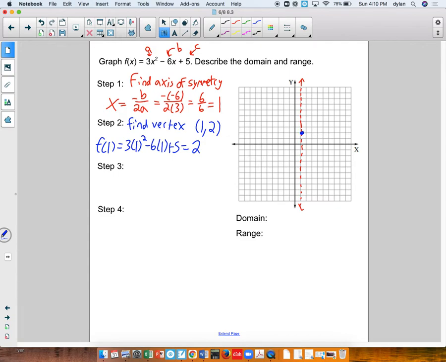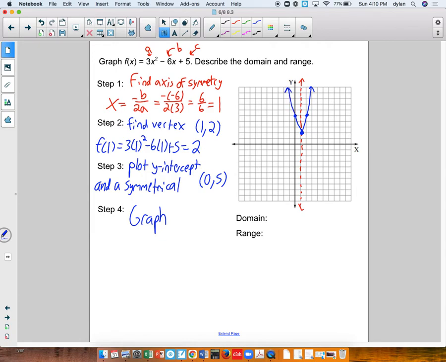So then for step 3, we're going to plot our y-intercept and a symmetrical point. Now the y-intercept is just the c value. So since c equals 5, our y-intercept is 0, 5. So I'm going to go up to 5, plot a point, and plot its symmetrical point across the axis of symmetry as well. And then step 4, all we need to do is graph. So I will draw in my points, making sure to include arrows.